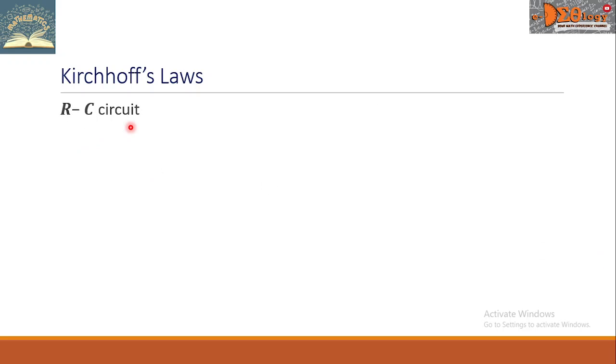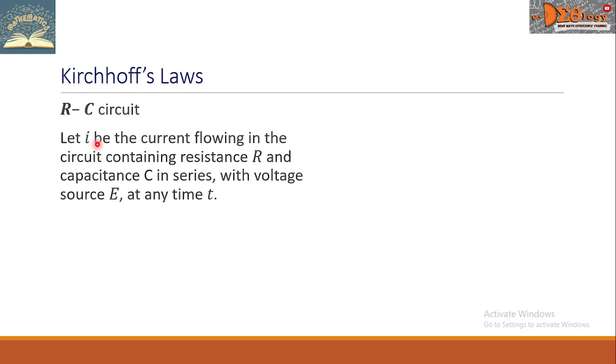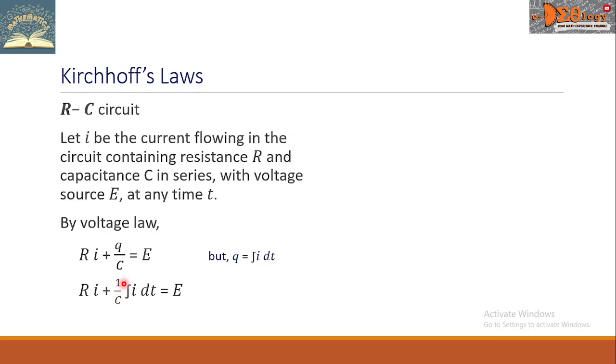What about the RC circuit? Let I be the current flowing in the circuit containing resistance R and capacitance C in series with voltage source E at any time t. By voltage law, we write R times I plus Q over C equals E. Remember that Q is equal to the integral of I dt. We substitute this value in the Q. So we have now 1 over C times the integral of I dt.